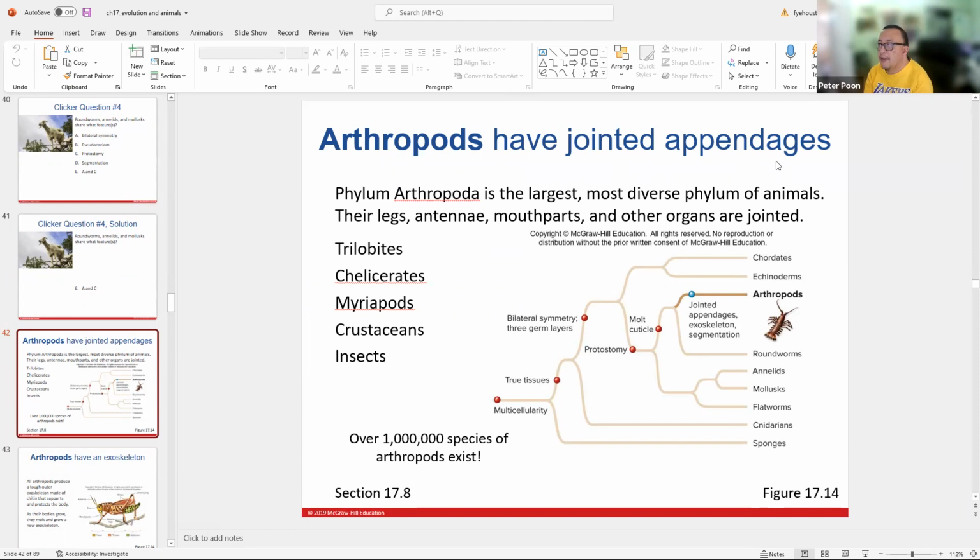The biggest group are arthropods. The arthropods have jointed appendages. The group Arthropoda is the largest and most diverse group of animals. They have legs, antennae, mouthparts, and their organs are jointed. So trilobites, chelicerates, which are going to be scorpions and spiders, and crustaceans.